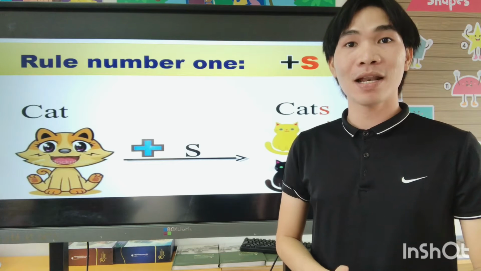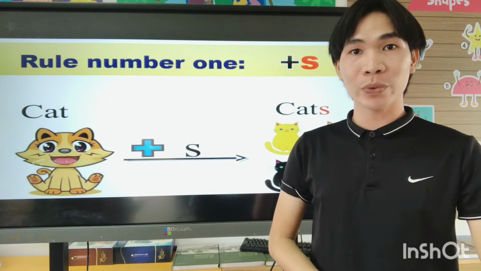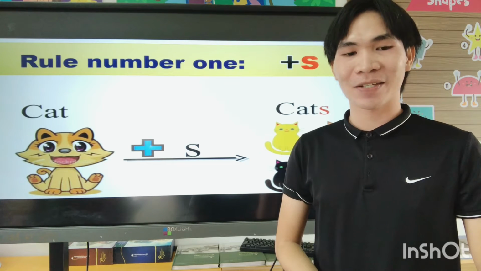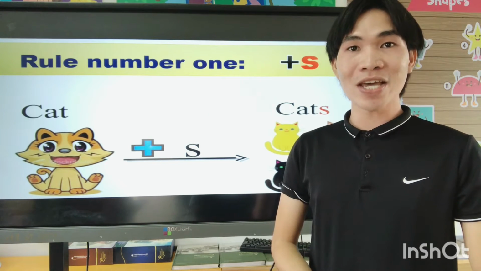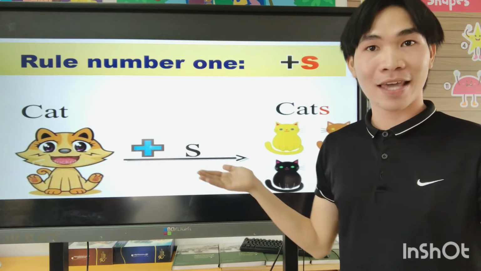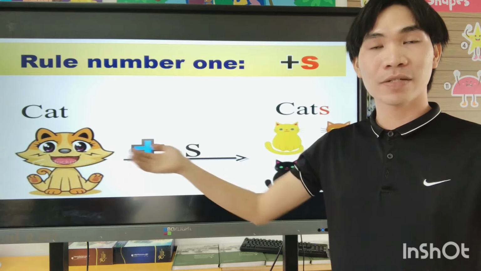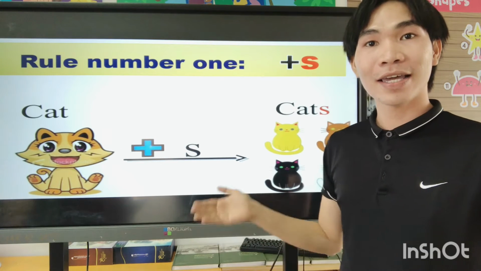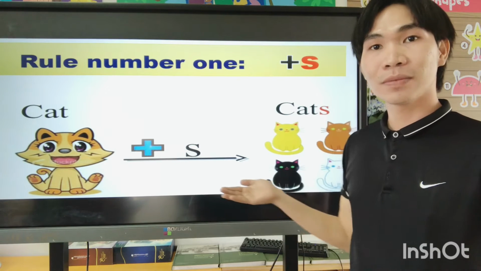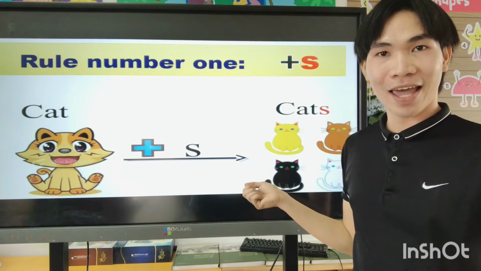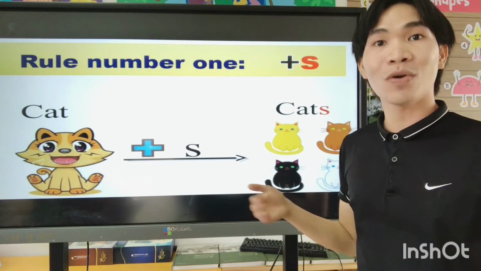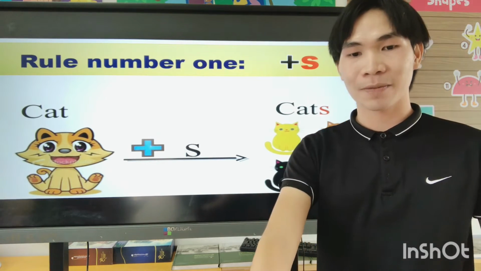This time, let's proceed to the first rule in pluralization of nouns, which is to add s. As you can see, we have an example here. Cat, cats. Cat, singular. Cats, plural. One cat, four cats. Now let's proceed to some examples.